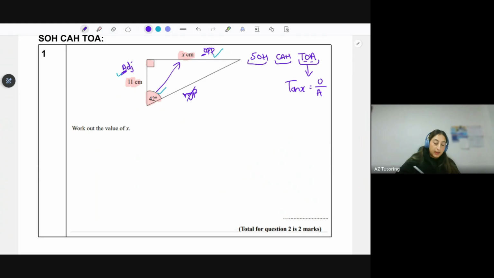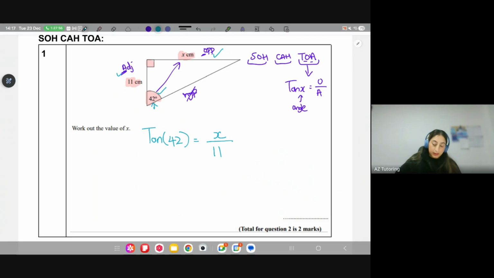So subbing everything in, remember your angle goes there. So tan times the angle that's given, which is 42. Tan 42 equals the opposite side, which is x, which we need to find, divided by the adjacent side, which is 11. So this is why I said using the triangles will be important, because we need to find the opposite.